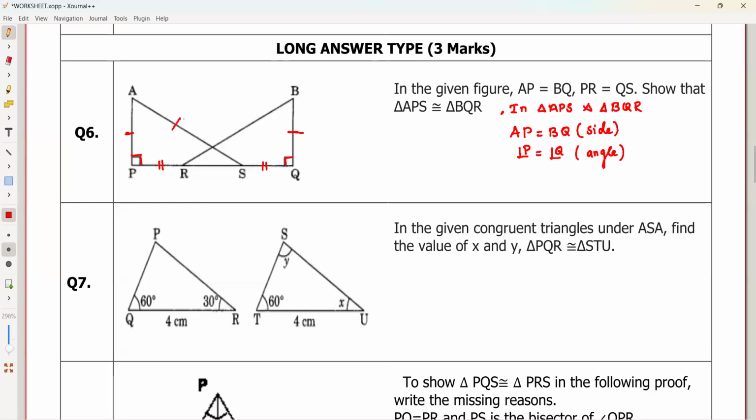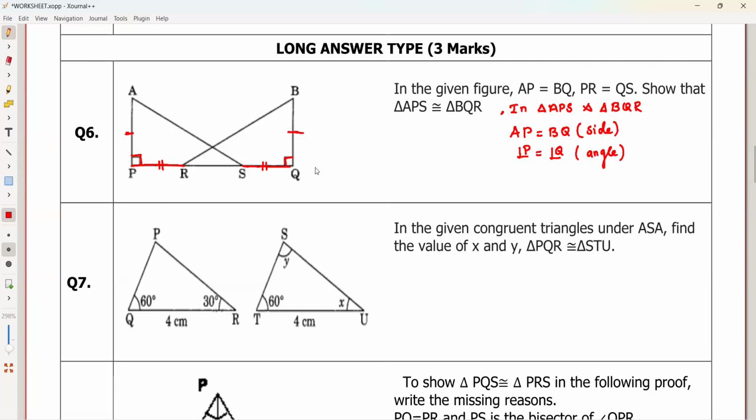If it's hypotenuse, and this side is given equal, we have to go with RHS. But they didn't say anything about hypotenuse, so we cannot go with the RHS rule. Next, it is given that PR is equal to QS. But you have to say that PS is equal to QR. Then only we can say the two triangles are congruent.